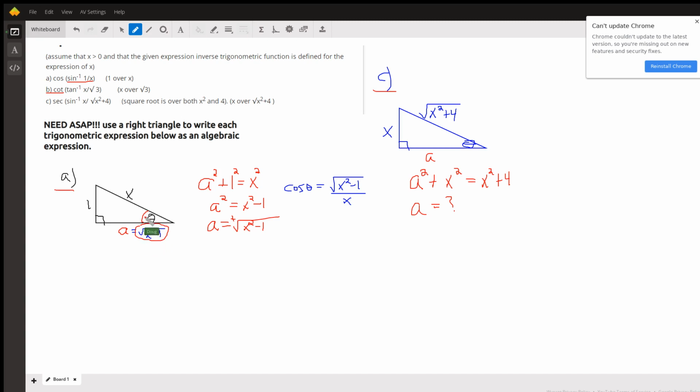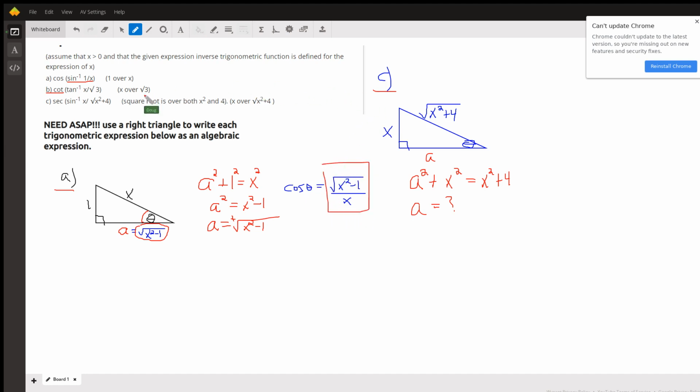And now looking at this right triangle, we can say the cosine of theta, where theta is the angle that had a sine of 1 over x, is adjacent over hypotenuse, the square root of x squared minus 1 over x. Okay, so there's your answer for part A.